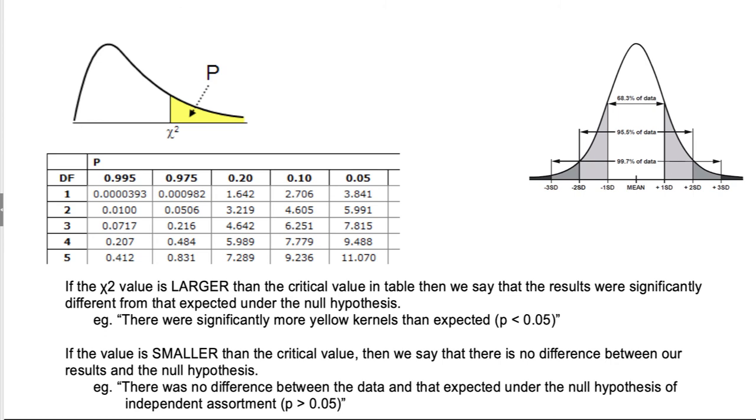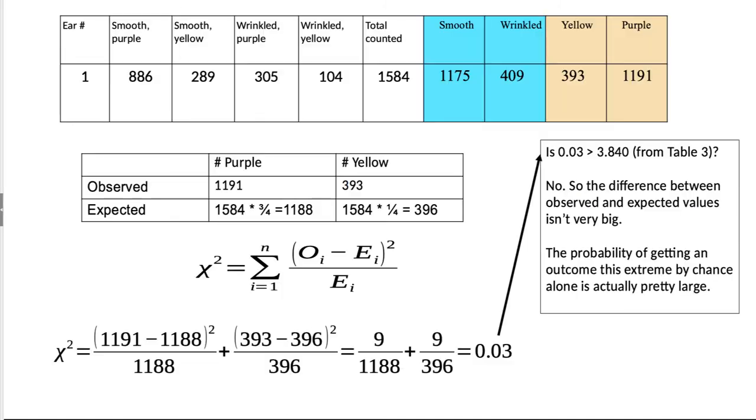Okay? Now, I do want to point out that when we test for independent assortment, we're going to have 4 categories, and so you'll see that we'll use 3 rather than 1 degree of freedom. In the second part of this lab, we're going to be looking at independent assortment. Okay, so remember that that's the idea that the two genes are inherited independently from each other.